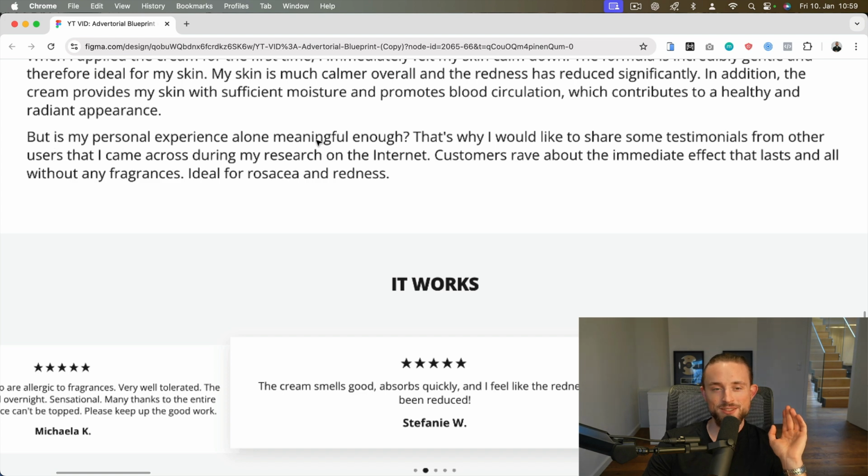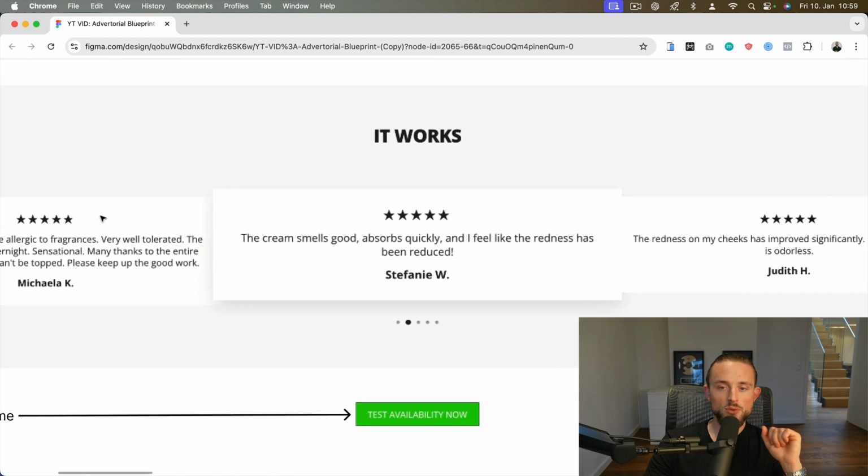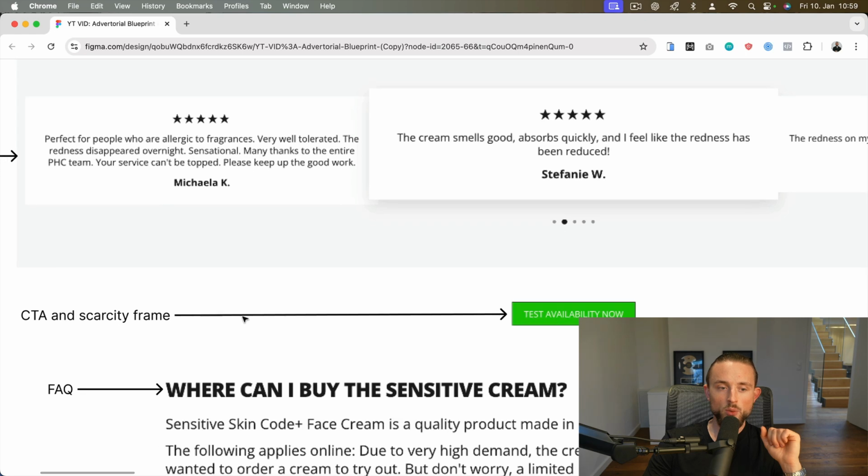Here again, right? Being critical. That's why I would like to share some testimonials from other users that I came across during my research on the internet. Customers rave about the immediate effect that lasts, all without any fragrances. Ideal for rosacea and redness. So here we then show different testimonials, and then we have the first call to action and the scarcity frame.